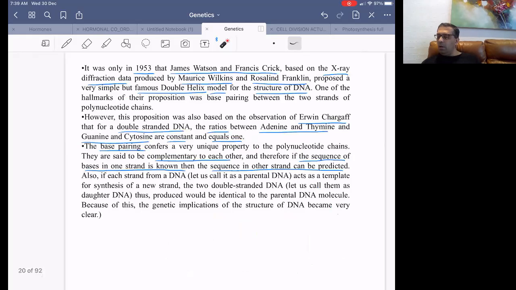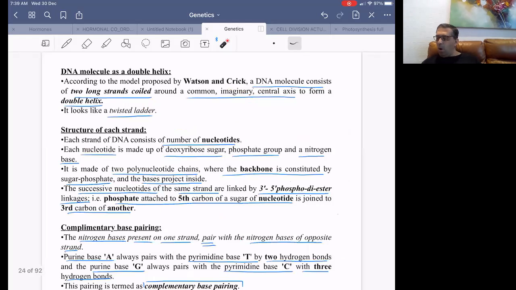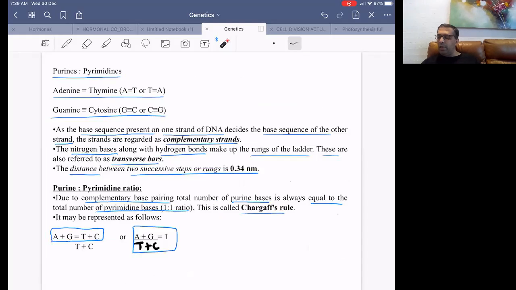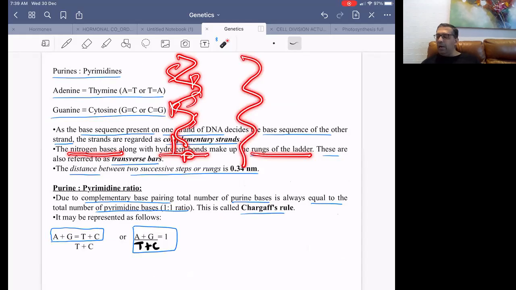And then, sir, you have complementary base pairing. Then we have the logic. The nitrogen bases along with the hydrogen bonds make the rungs of the ladder. Backbone कौन है? Sugar phosphate, sugar phosphate, sugar phosphate. They form the backbone. And उनके बीच में nitrogen bases form the rungs of the ladder, with hydrogen bonds in between.